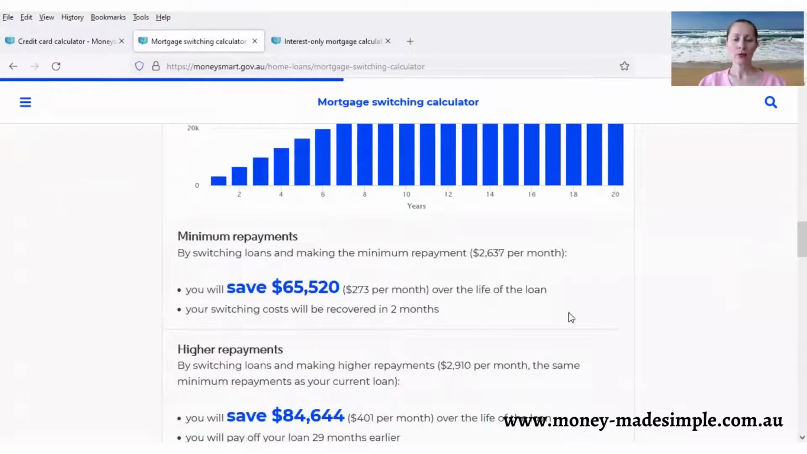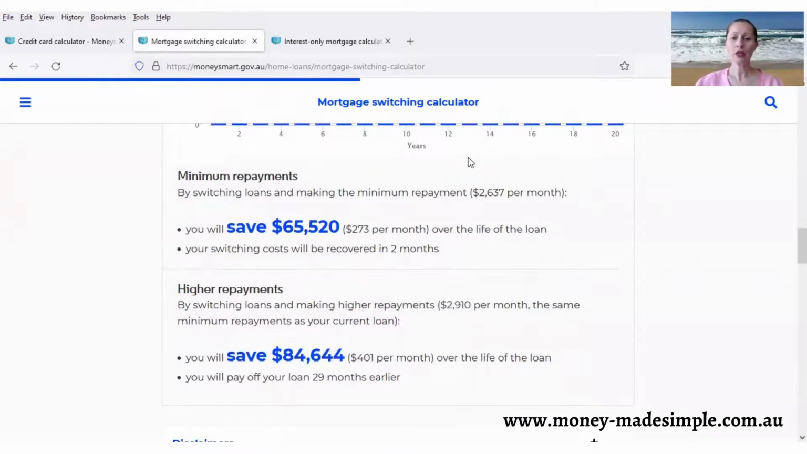Wow, you can save $65,000 over the life of the loan by going to a cheaper provider. And if you pay additional repayments, so instead of $2,600 a month, you go to $2,900 a month, so a little under $300 a month extra, you could actually save $84,000, nearly $85,000 on your loan, which is almost another 20. So again, paying that off as quickly as you can is by far the best approach, depending on what else you could do with that money.